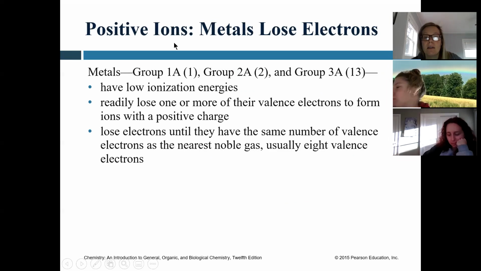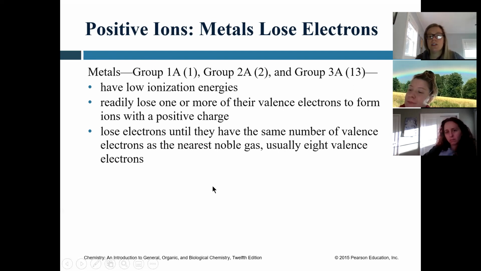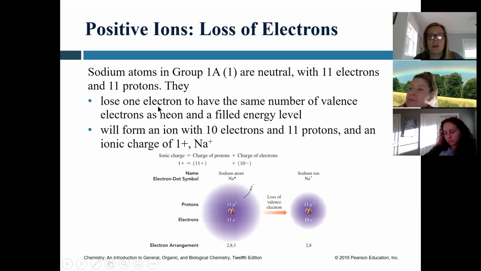So positive ions: metals like to form positive ions, or cations. Group 1A, group 2A, and group 3A have very low ionization energies, meaning that it's really easy to lose that first electron. They're going to lose electrons to get to a noble gas configuration.